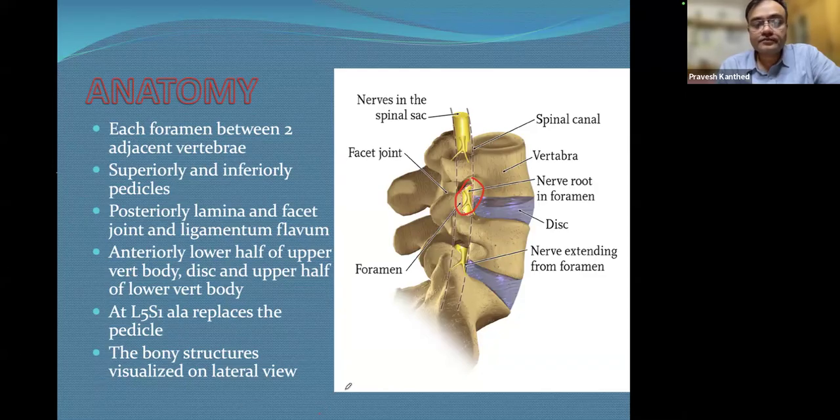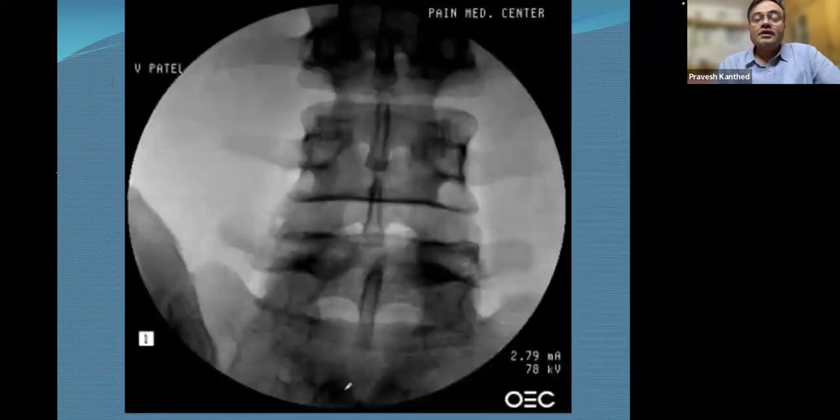So now, this is an AP view, you can see here. Again, now coming to the fluoroanatomy. This is a vertebral body. Suppose this is L4. This is the pedicle you can see over here. The pedicle, the transverse process. I hope you can see my cursor.